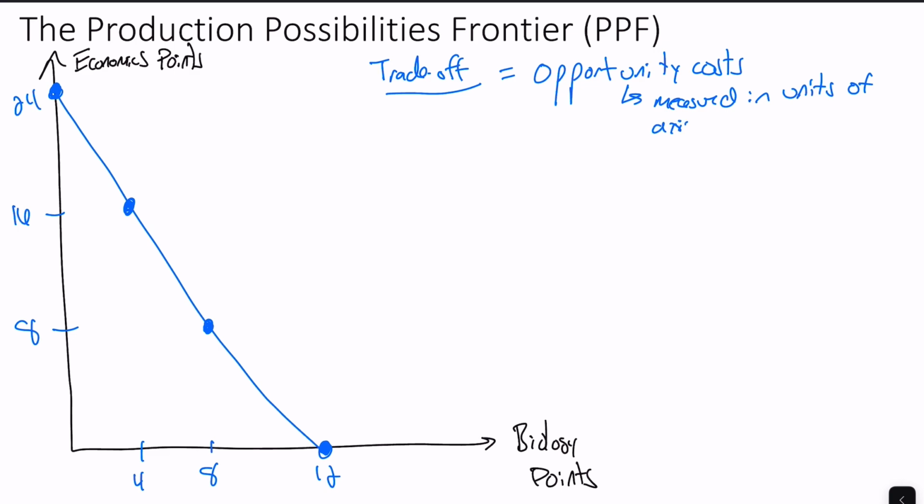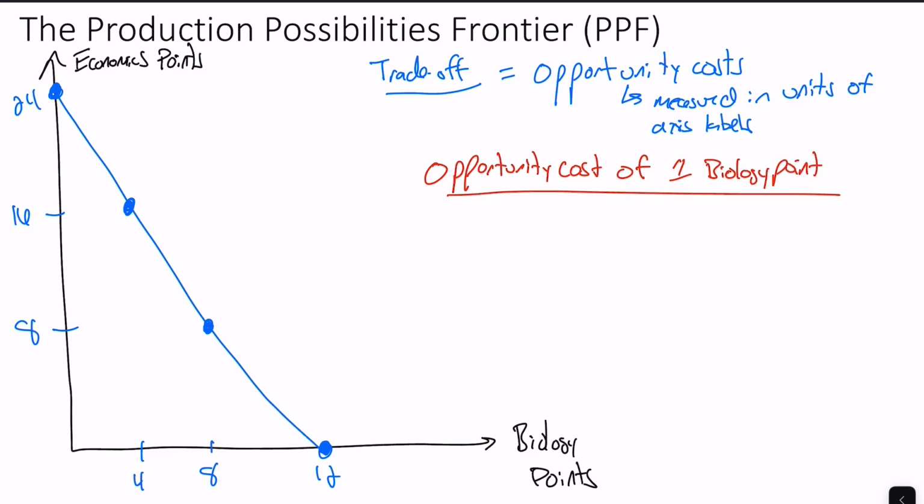of the axis labels. Okay, so we're not going to do the opportunity cost of 1 hour of study time. We want to do the opportunity cost of an extra biology point. So let's start from there. So let's try to calculate on our PPF the opportunity cost of 1 biology point.